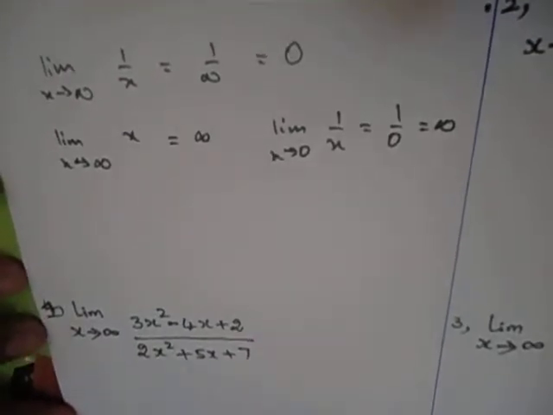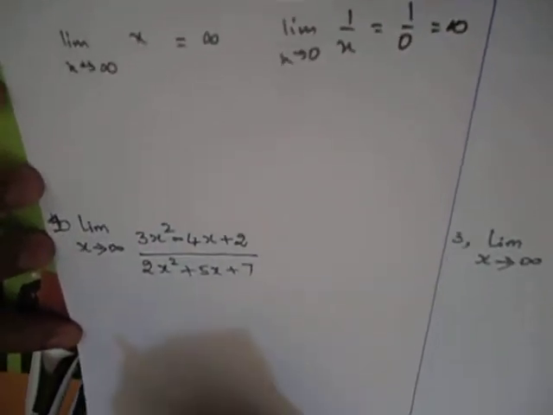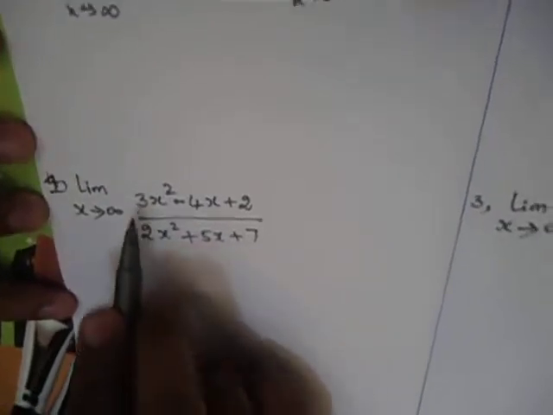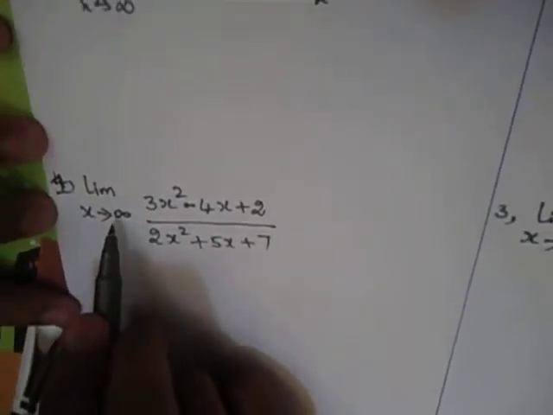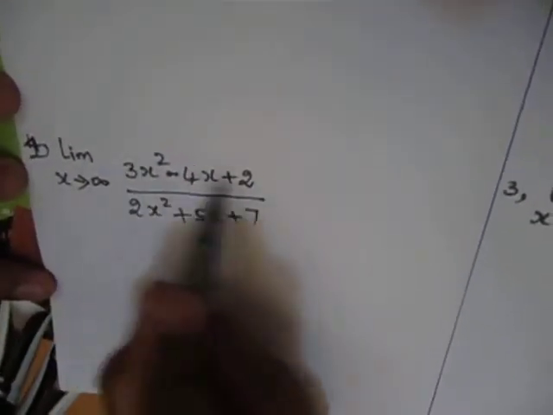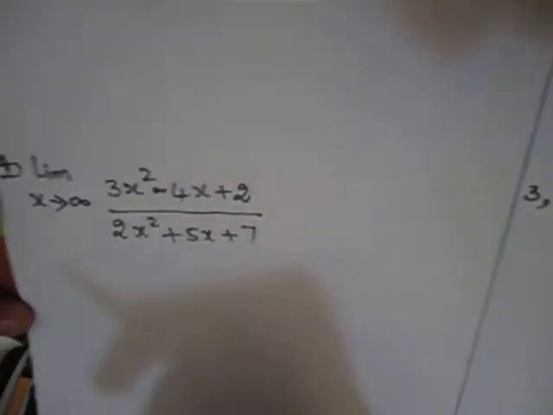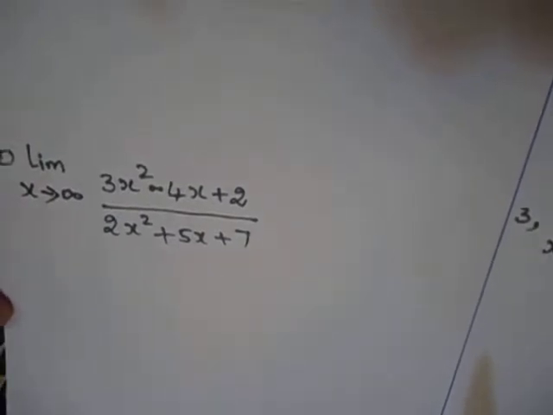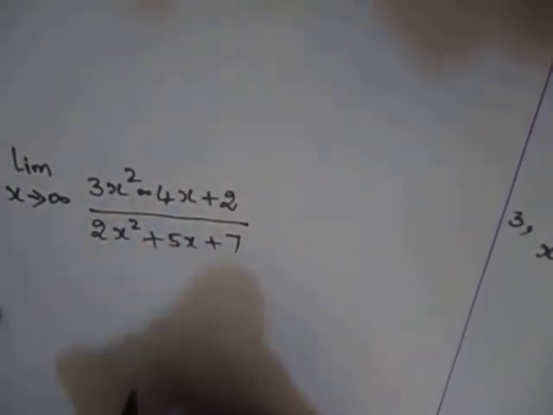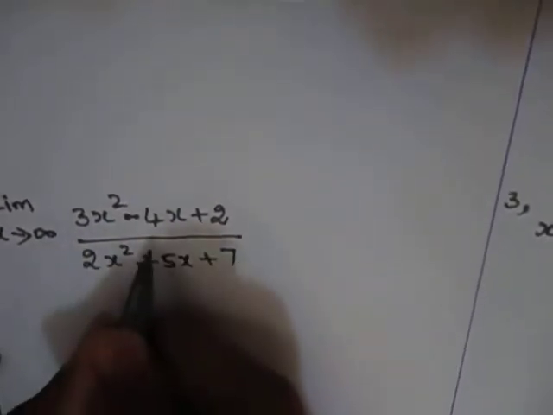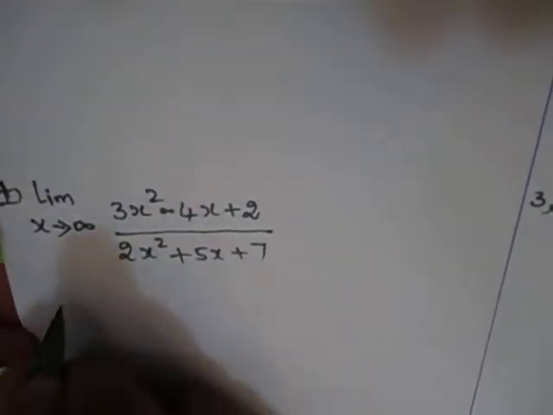So now let's take a look at this problem, and in this we have x tends to infinity. So this is an infinity limit. When we substitute here we get infinity plus 2 and infinity plus 7. So it's basically infinity and infinity on the numerator and denominator. So let's take x square common here and x square common here.